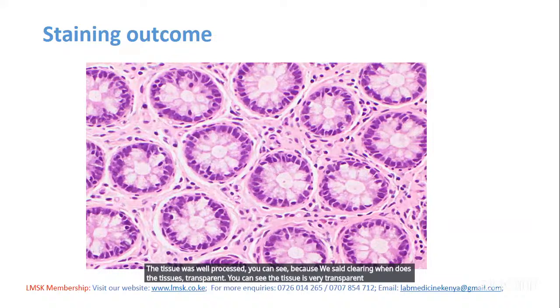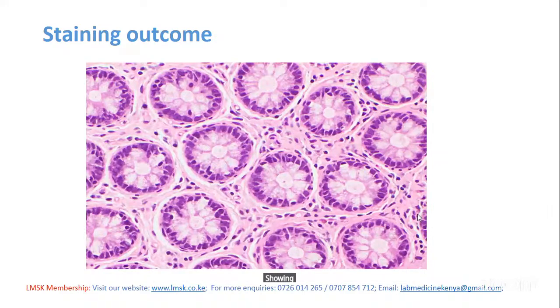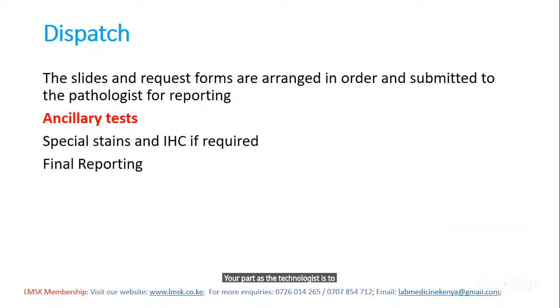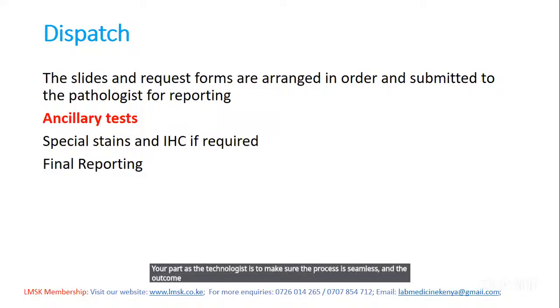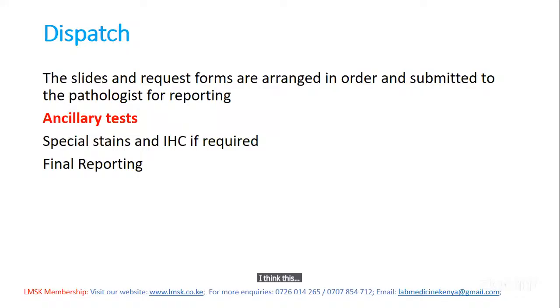You can see the lumen at the middle very well, telling you that this tissue is from a tubular structure. It might be mostly a colon, and even the types of cells. Then from this, your part as the technologist is to make sure the process is seamless and the outcome is good. I think this slide really looks good to me. I'm hoping it does to you.